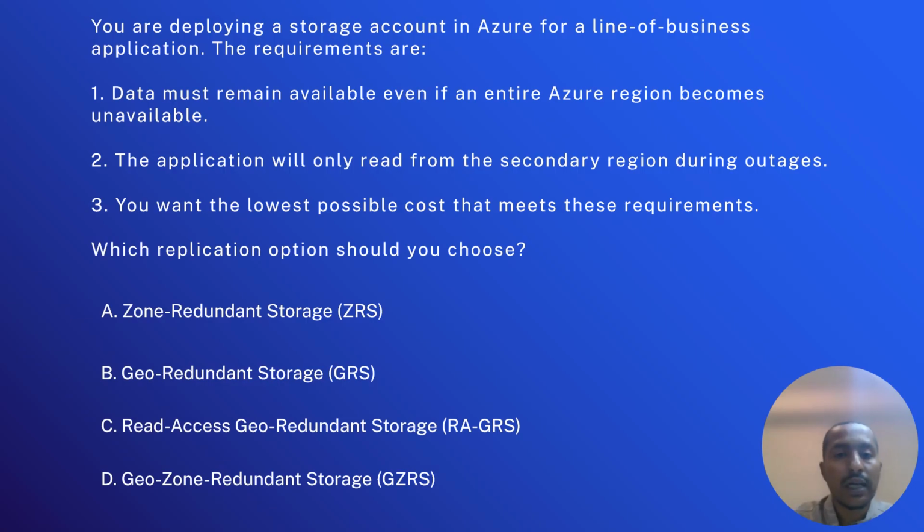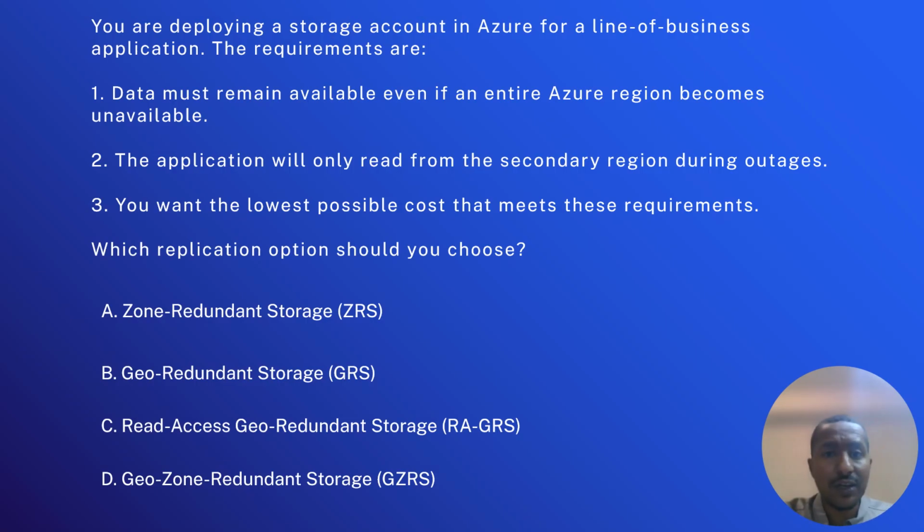Option C, read access geo redundant storage, RAGRS. RAGRS actually does everything the GRS does across region replication, but also it allows read-only access to the secondary region at all times. That perfectly matches the requirement that we have. The app only needs to read from the secondary region during outages, and also RAGRS is cheaper than GZRS, so it meets the cost optimization requirement too.